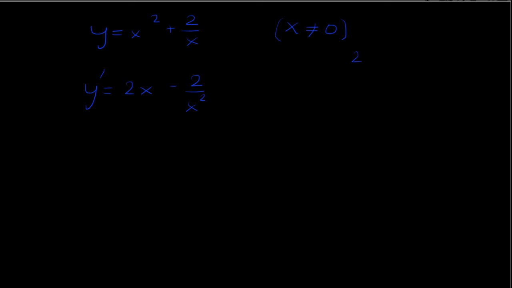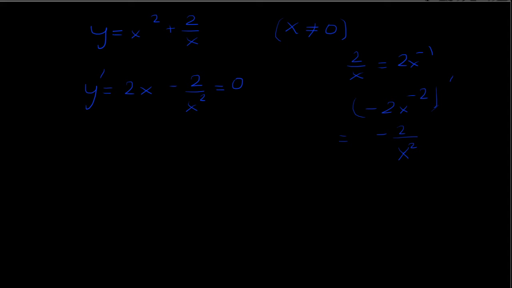If you want, you can think of 2 over x as 2x to the negative first power, and the derivative will be negative 2 times x to the negative second, which is negative 2 over x squared. All right, so this looks good. Now I'm going to set this equal to 0. And the question is, how do we solve for x?